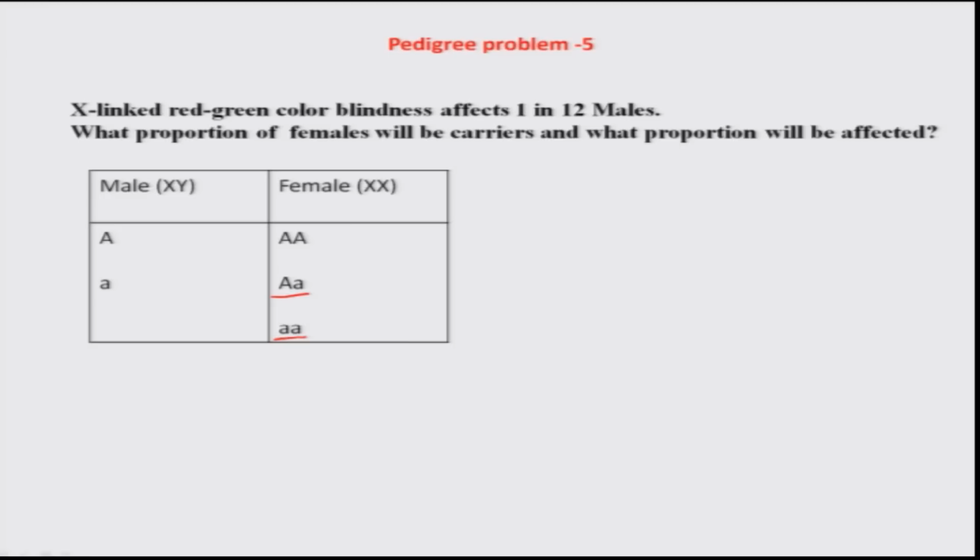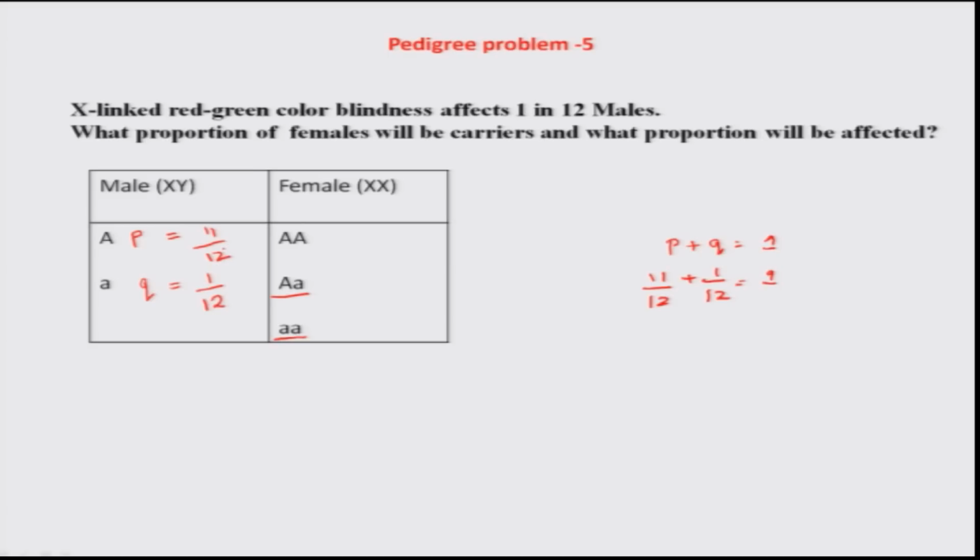Now as I told, for male, since there is only one X chromosome, either there will be capital A or small a, and from the problem we know that 1 in 12 males are affected, that is the frequency of a, and if I say that is q, it is 1 by 12. Now if I have to calculate p, going back again, p plus q is equal to 1. So if q is 1 by 12, then p would be 11 by 12 to make it 1. So the frequency of p would be 11 by 12.